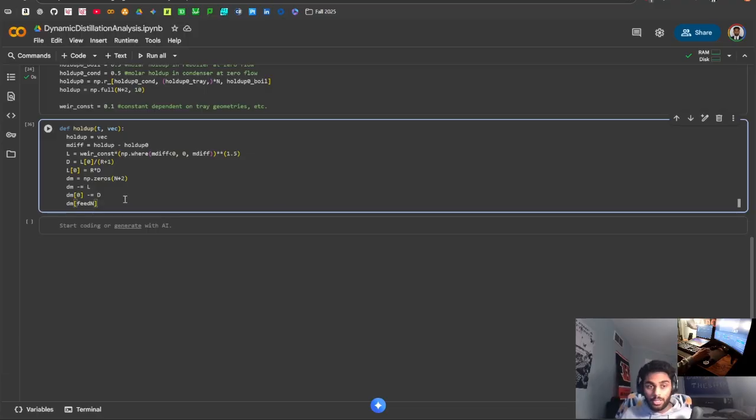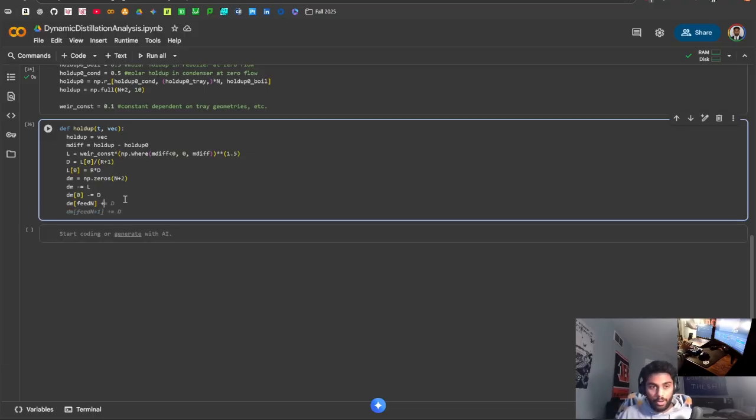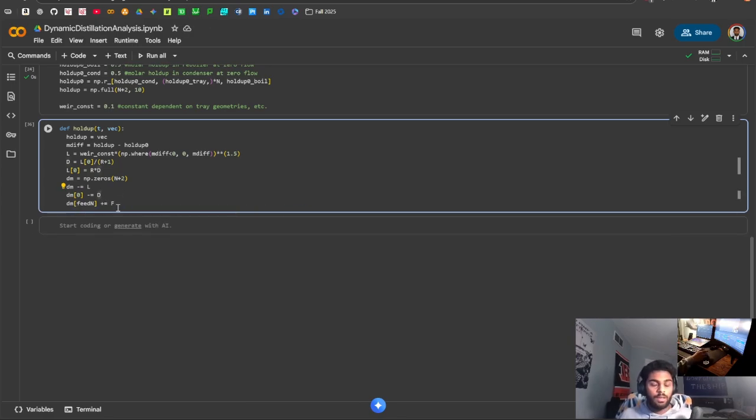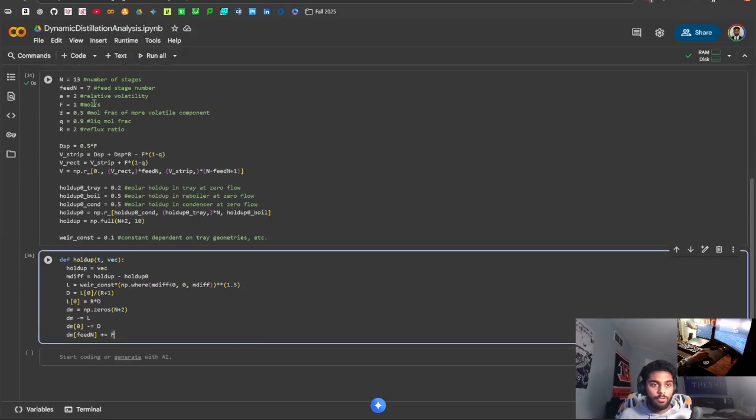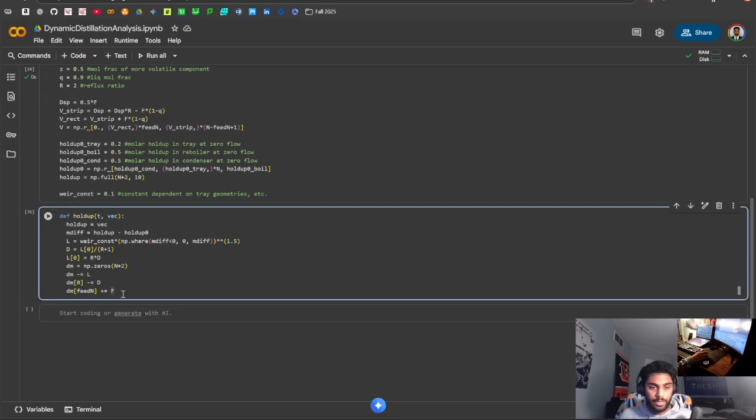So at that position, we want that exact point where we are adding our liquid feed to just be equal to F. Now, one thing you might see is that the liquid mole fraction of the feed is 0.9. Shouldn't we be accounting for that when we append to our array? The answer really is no, because we are accounting for the fact that we have vapor flowing up into a tray.